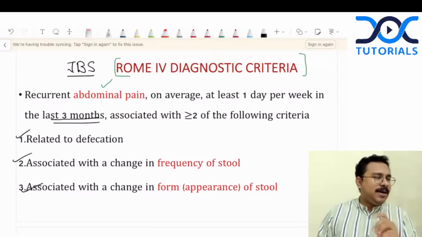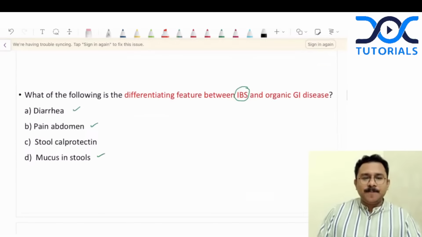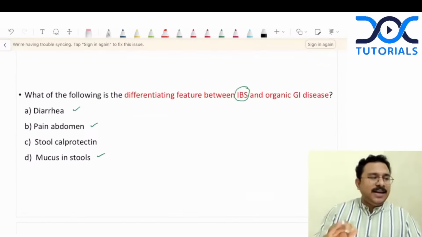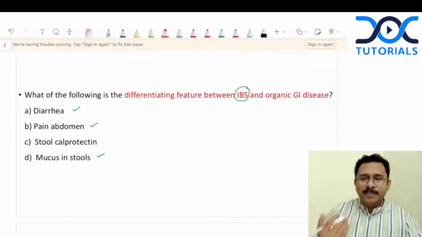But can somebody tell me in the comment section, what about option C? Stool calprotectin. It is elevated in what? As I can see, Dr. Drimanul Hoda is telling absolutely right. It is elevated in inflammatory bowel disease.